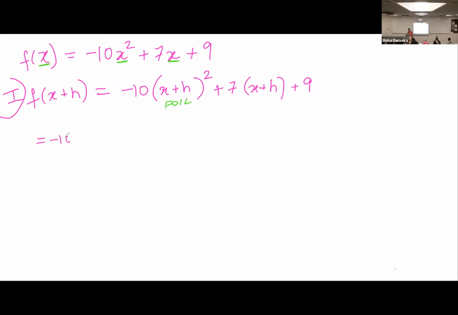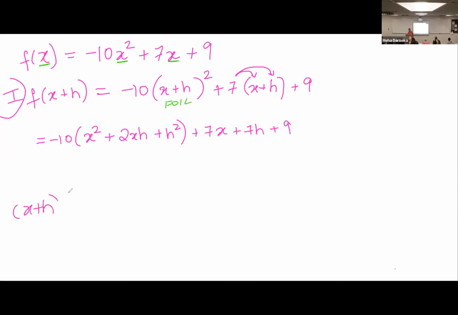So we have negative 10 in the front, and the FOIL will end up giving us x squared plus 2xh plus h squared, and I'll show you that in a second, in case you're not sure how we came up with that FOIL. And then, of course, for the middle term, remember you need to distribute that 7 inside the parentheses. So that will be 7 times x plus 7 times h plus 9.